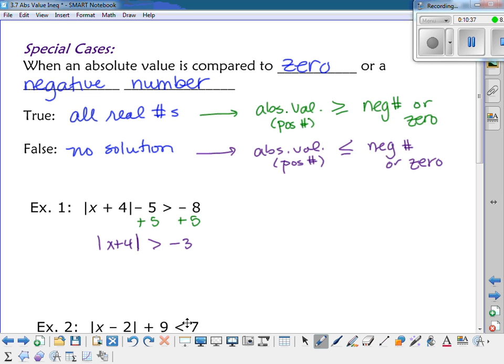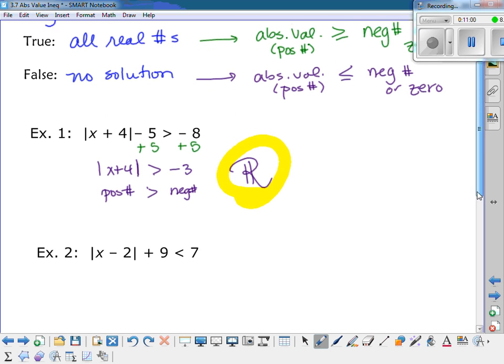So again, this is a positive number, right? This is a negative number. Is a positive number greater than a negative number? Yes, it is. So this would be all real numbers. Right, you don't have to go any further because of the negative number. So these problems actually are quicker than the regular ones. All right, let's take a look at another example.